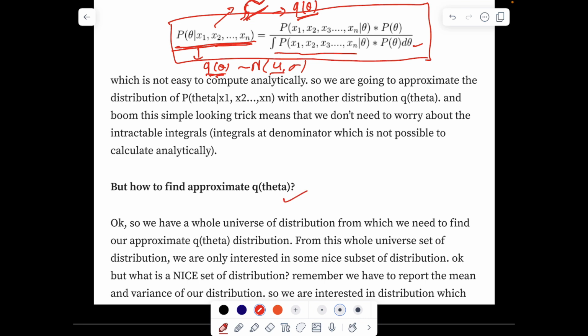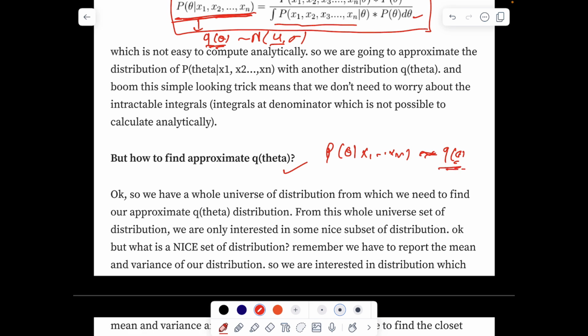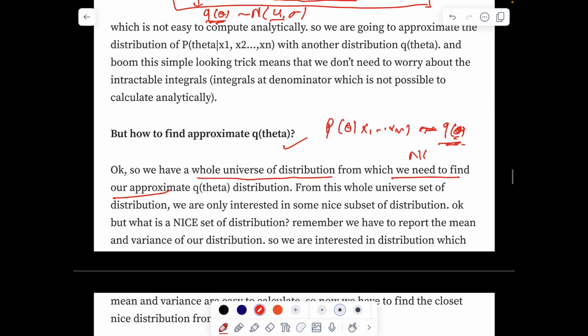The bigger question is, we are saying that we are going to approximate this posterior with some q theta. So how to find that q theta? What will be that q theta? The first information that we have about q theta is that it should follow some standard distribution, like normal or exponential, something like that. So we have a whole universe of distributions from which we need to find our approximate q theta, and from this whole universe we are only interested in some nice set of distributions. What do you mean by nice set of distributions?